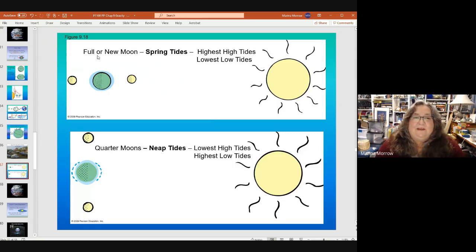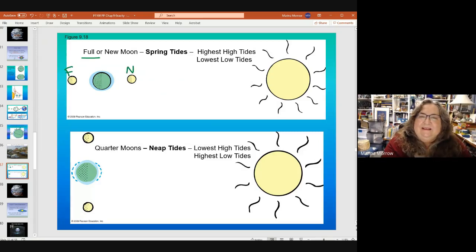Now, another thing about tides is that sometimes the sun does help out. The sun is further away, 93 million miles, so further away than the moon, but it can help out. So when you have the moon and the sun lined up, then they work together and make the tidal bulge bigger. And so that occurs when you have a full moon or when you have a new moon.